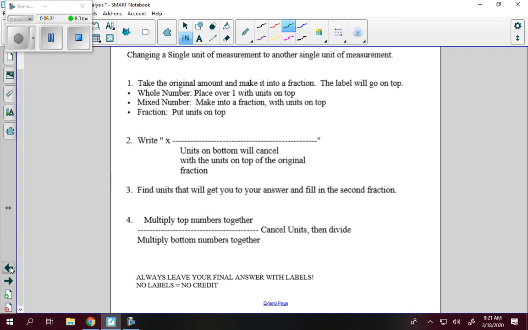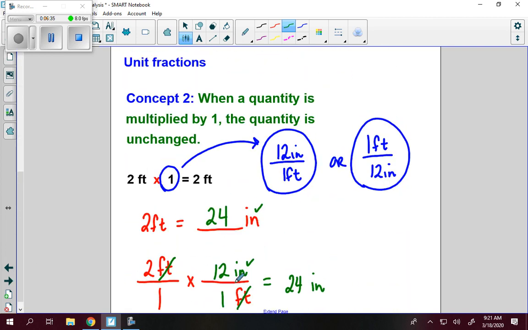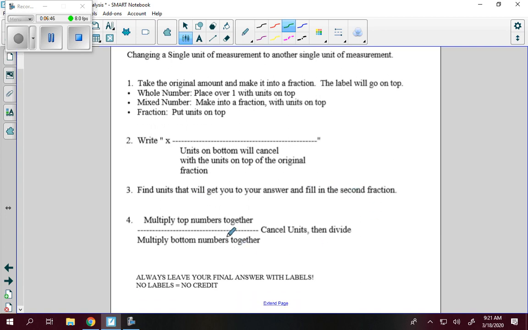The second thing we did was we write times, and then we wrote a fraction bar. Remember, we wrote times with a fraction bar and units on bottom to cancel with the units on top. Then we found units that would get us to our answer to fill in the second fraction, and multiplied the top numbers together and the bottom numbers together, canceled units, and divided. Remember, always leave your final answer with labels, because no labels is no credit.